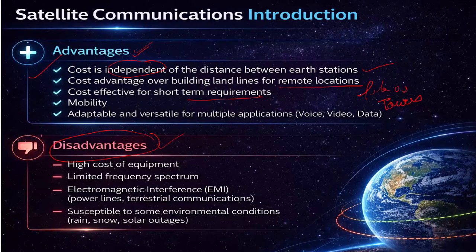permanent infrastructure. After that, it helps in mobility as well. So they can provide connectivity to moving platforms like ships, aeroplanes, vehicles, etc. Moreover, satellite communication is highly adaptable. It supports multiple services like voice, video, data, etc. And then we have some of the limitations as well.